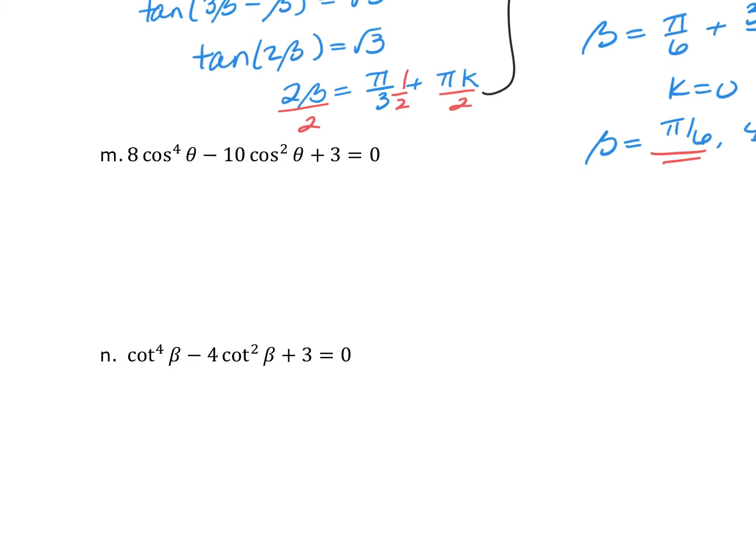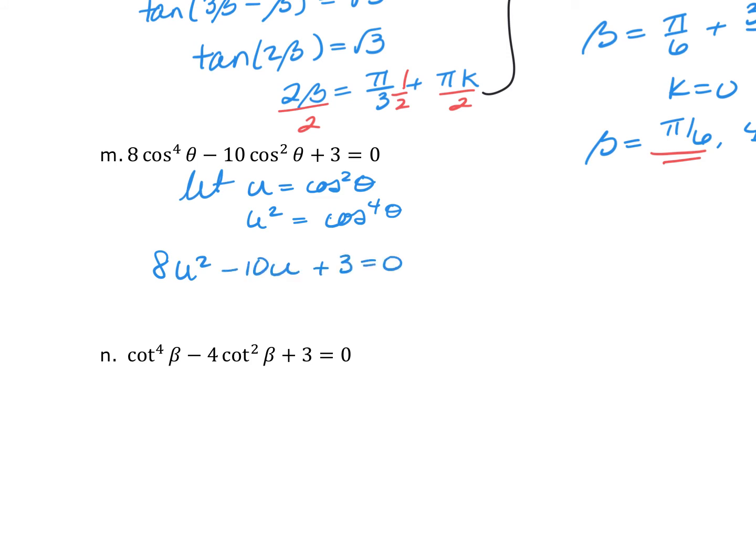Okay, this is still reducible to a quadratic, so this is still a nice pre-calculus 1 review. We're going to let u equal the cosine squared of theta. That means u squared is equal to the cosine to the 4th of theta, which means I really have 8u squared minus 10u plus 3 is equal to 0. So that's still a quadratic. It's reducible to a quadratic, so I will reduce it to a quadratic.